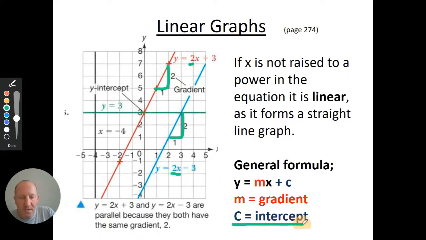C, the intercept, is where it goes through the y-axis. So 2x plus 3 goes through at (0, 3), because when x is 0, y is 3. This one goes through at minus 3, so we've got (0, minus 3): x is equal to 0, and y is equal to minus 3. These are called the intercepts.